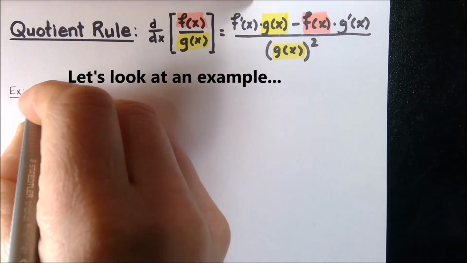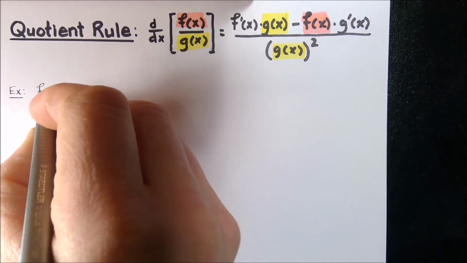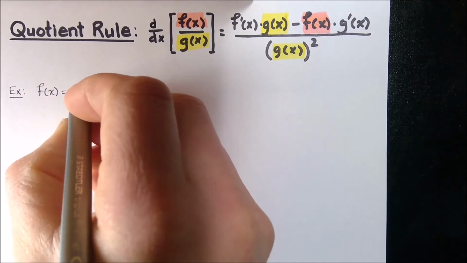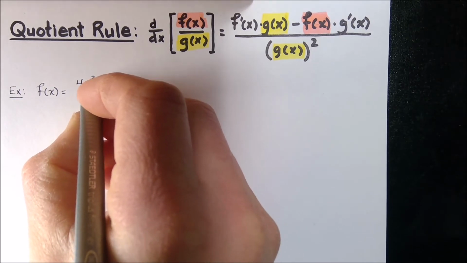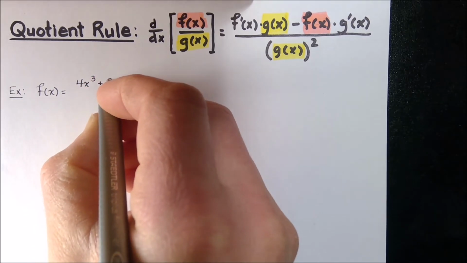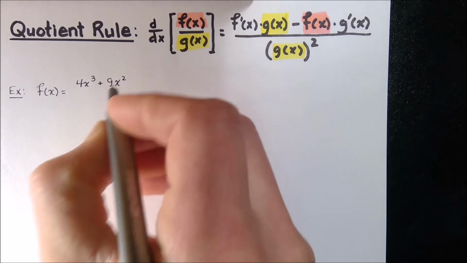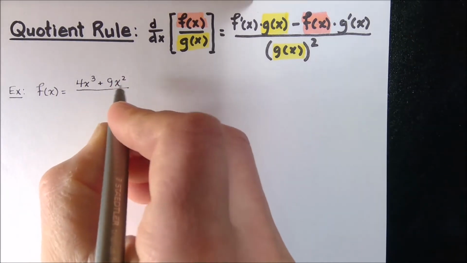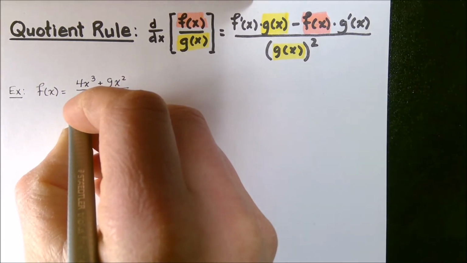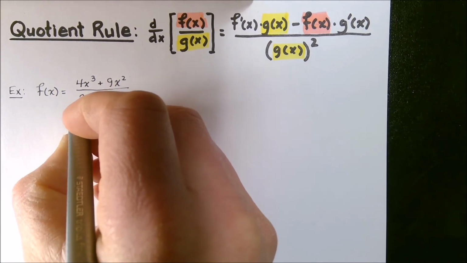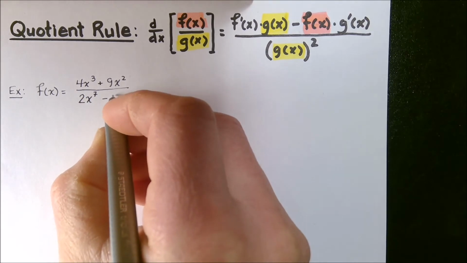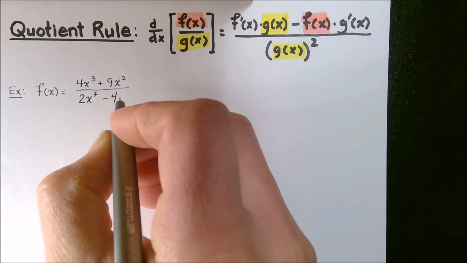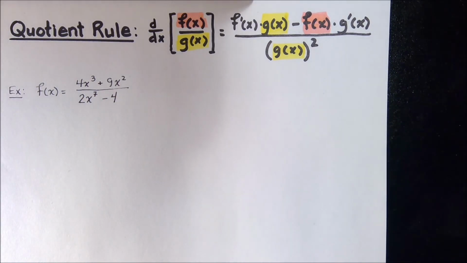So if we had that f of x was equal to 4x cubed plus 9x squared over 2x to the 7th minus 4. Let's see what happens.